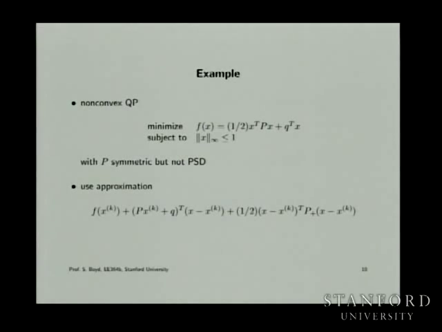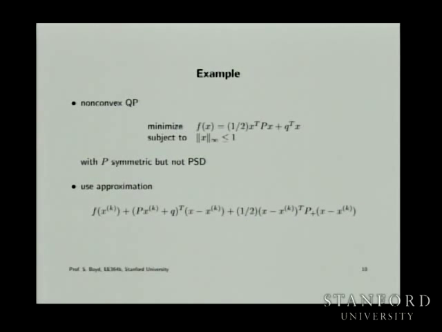Okay, so let's do an example. The example is going to be a non-convex quadratic program. So we're going to minimize this quadratic over the unit box. By the way, it's a famous NP-hard problem. Actually, I think this one's NP-complete. But anyway, it doesn't matter. It's a famous hard problem.